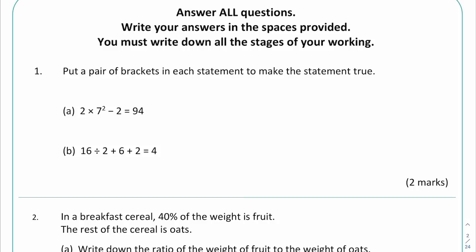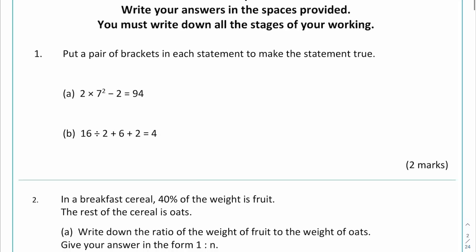Looking at this one here, we have got question 1. Put a pair of brackets in each statement to make the statement true. So you need to have a look and think, where could you put the brackets? You could put it around the 2 times 7 squared, or you could put it around the 7 squared minus 2. If we put it around the 2 times 7 squared, let's have a look. That would be 2 times 49, which would be 98, and then take away 2 would be 96. That doesn't quite work. So it has to be around these two, but let's just double check.